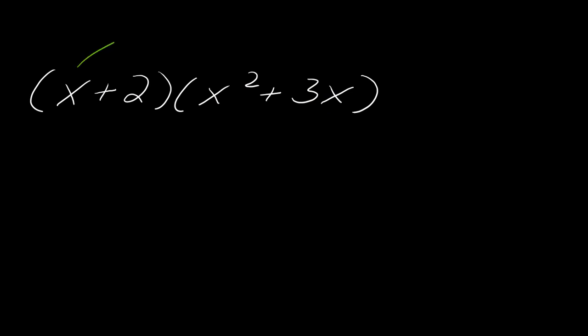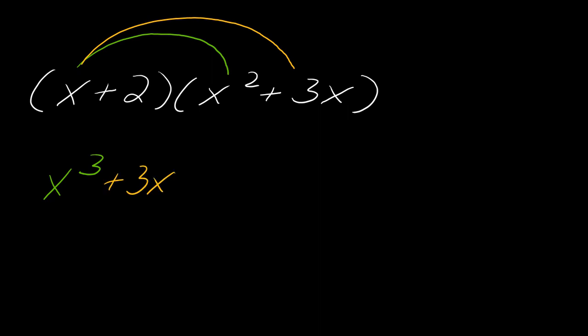I like to use lines to do this actually. So if I take x times x squared, remember you're going to add your exponents there, that's going to give me x cubed. So that's multiplying the first terms together. Now I know that I am doing the FOIL process. That's not the issue here. It's more about understanding what we are actually trying to do. So taking x times 3x, that's going to give me 3x squared.